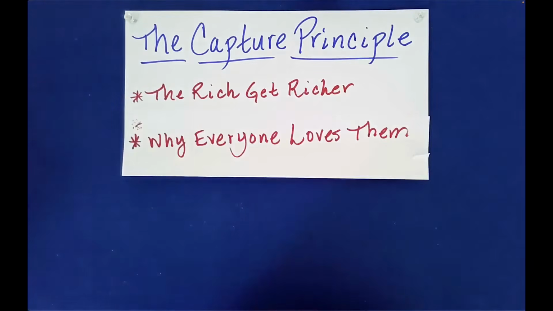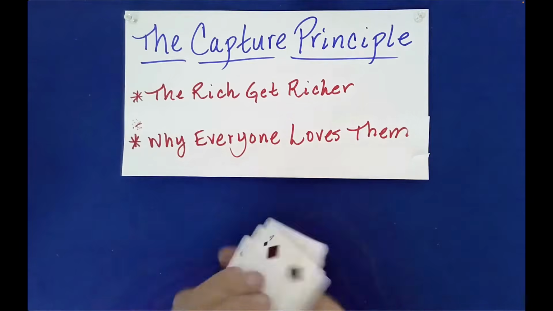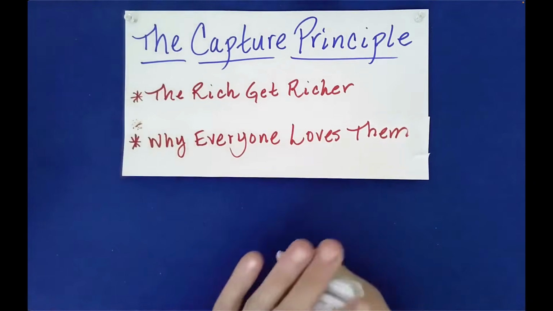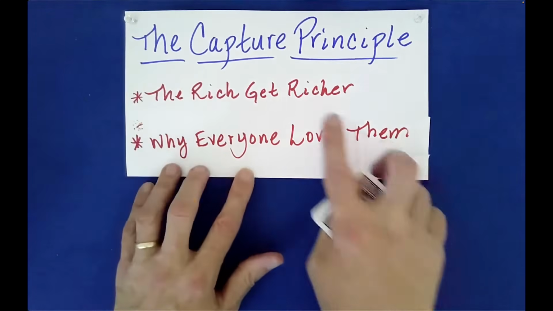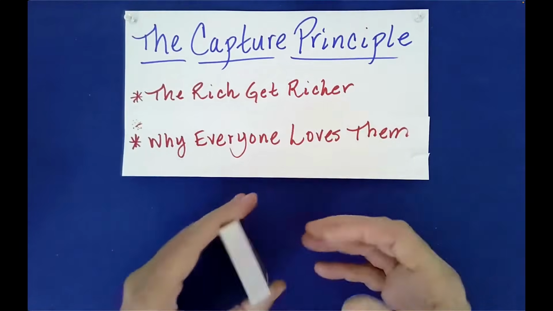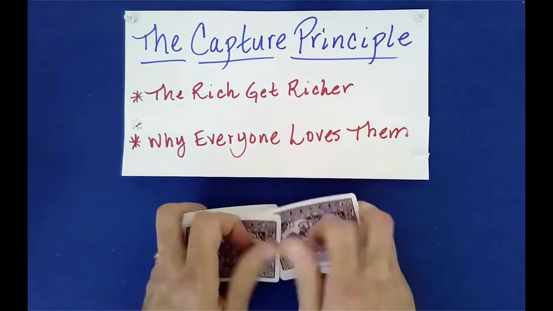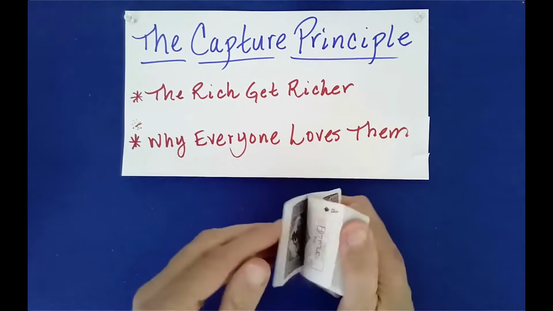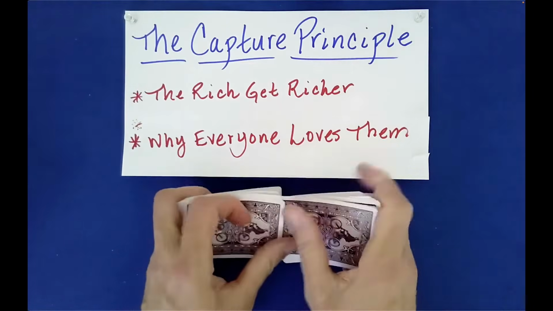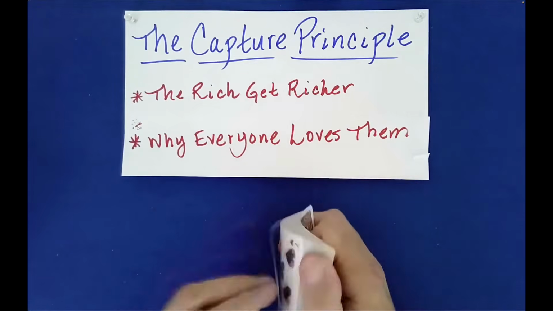Okay, the second effect is called why everyone loves them. Now I just realized that the juxtaposition here of the titles might have you believe that the them is referring to the rich. It's not. It's completely separate. In fact, the them, I can tell you right now, is referring to two of the most popular cards in the entire deck. The first one is the Ace of Spades, and the other one's the Queen of Hearts. So that's what the them is referring to.